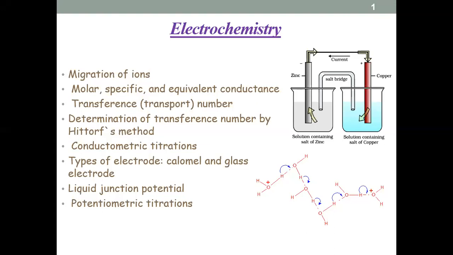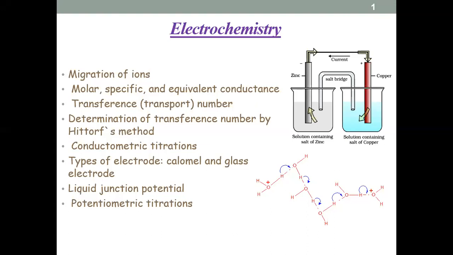Welcome to this lecture series on applied chemistry topics. I'll be discussing electrochemistry, starting with the different kinds of conductors, different kinds of conductance, and how the ions move through the solution, and slowly moving into the transport number, and later describing the different types of electrodes that are used in potentiometric titrations.